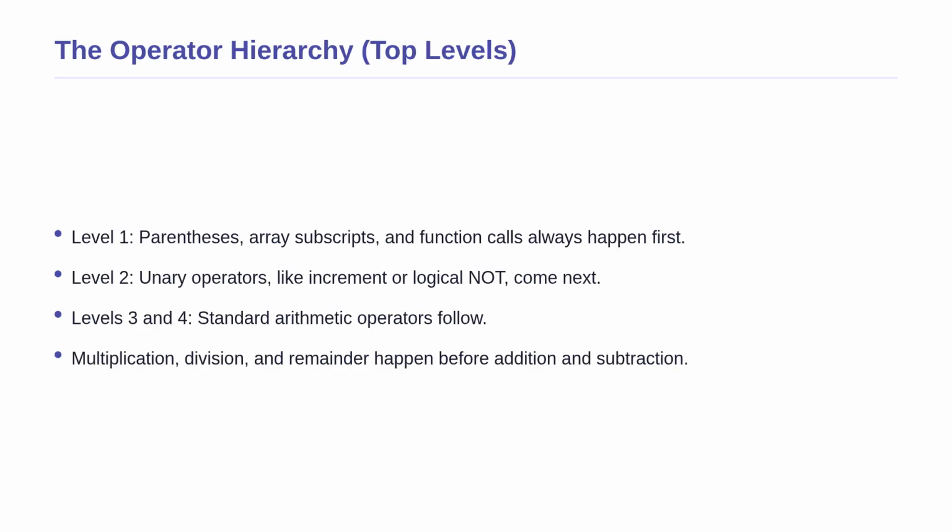Now that we understand what precedence is, let us look at the actual hierarchy of operators. To fully master C and C++, you must know this ranking. At the very top, level 1, we have parentheses, array subscripts, and function calls. These always happen first. Next, at level 2 are unary operators, which work on a single value, like the increment operator. Below that, at levels 3 and 4, we find the standard arithmetic operators. Multiplication, division, and remainder take priority and are grouped before any addition or subtraction takes place.